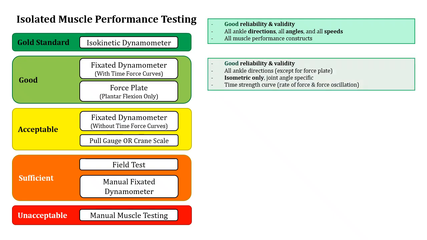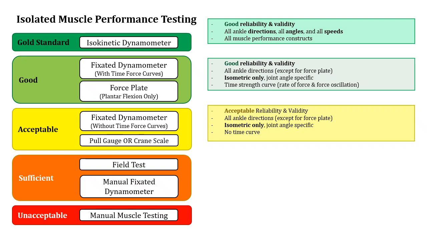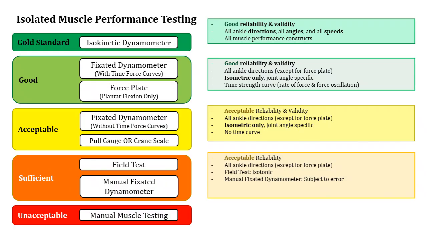All muscle performance constructs can be quantified. For your good category, the measurement tool needs to have good reliability and validity. All joint directions, except for the force plate, which is somewhat limited, as I alluded to in the previous slide. All joint angles can be tested isometrically. Time strength curves are available, thus you can get rate of force development, as well as looking at the normality of someone's force curve profile. So looking for force oscillations, looking at acceptability in regards to the reliability and the validity. All joint directions, again, isometric only here can be utilized with these different tools. No time force curve would be available, unfortunately.